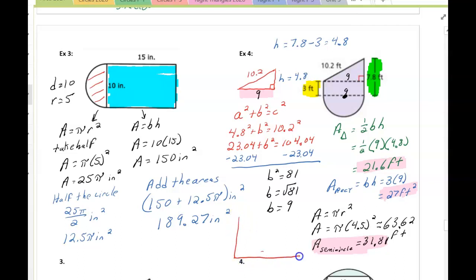So I'm running out of space here, but the area then would be adding up. So I'm going to put this in a little box. You would add up, so the final area is 21.6 plus 27 plus the 31.81, and that's going to give us a final answer. I need to grab my calculator here. Of 80.41 feet squared. So this is the answer I'm going to put in a box since there's a lot of work on this problem.